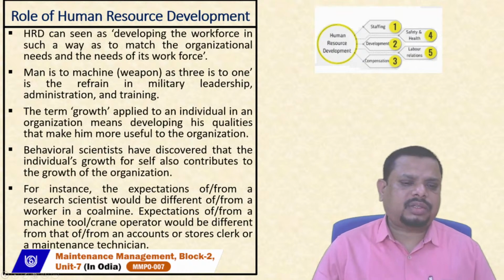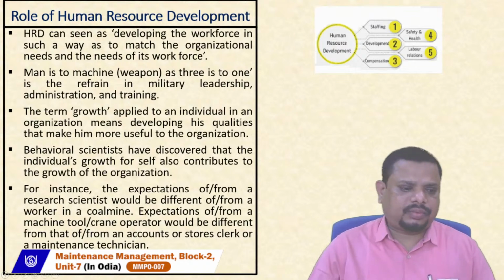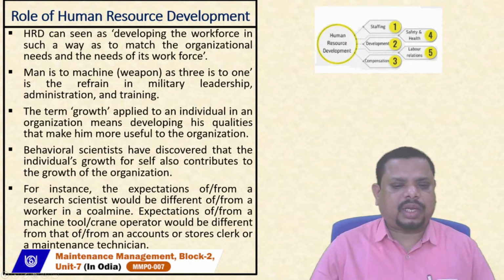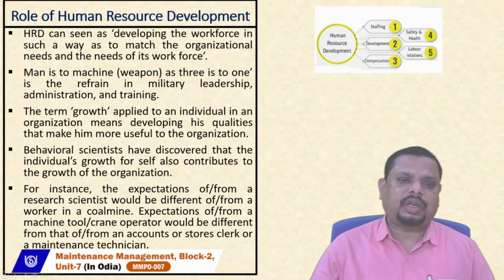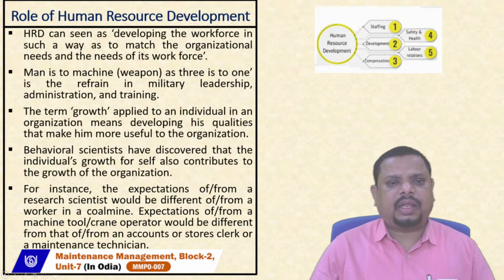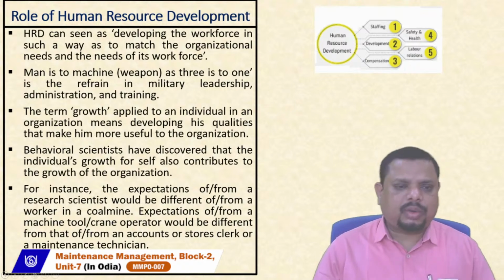For instance, the expectation of a research scientist would be different. Similarly, the expectation of a worker from coal mines is different. The expectation of a machine tool or crane operator would be different from that of an accounts or store clerk. Similarly, the expectation of a maintenance technician is also different. To understand the different expectations of different companies' employees, you have to understand the basic features of human resource development. As I told, we start from staffing, development, compensation, safety and health, and labor relations. Moving to the next one.